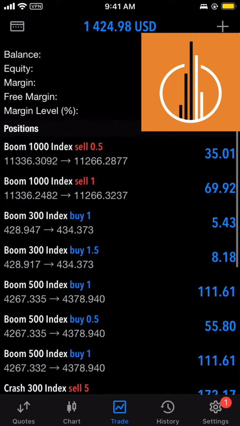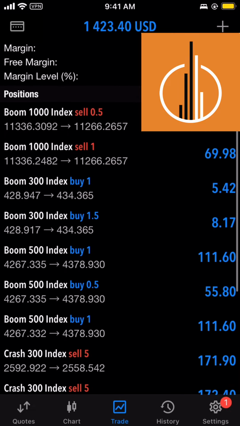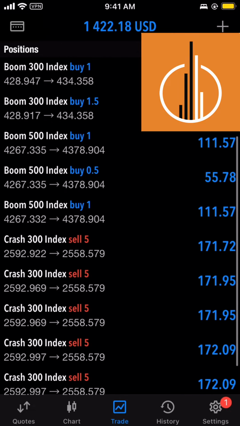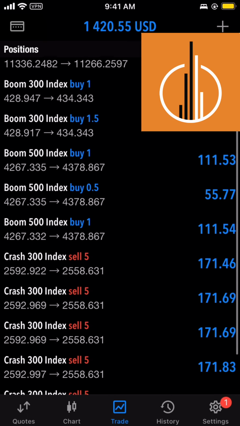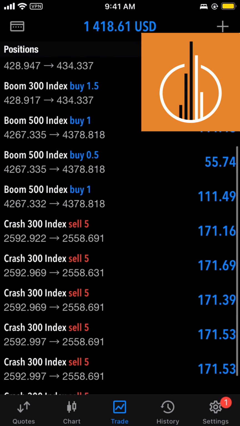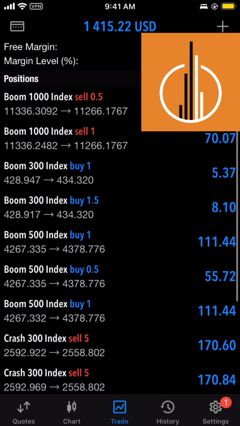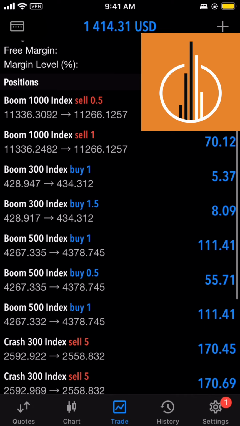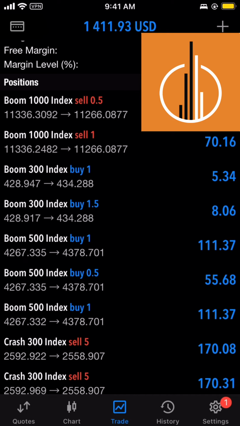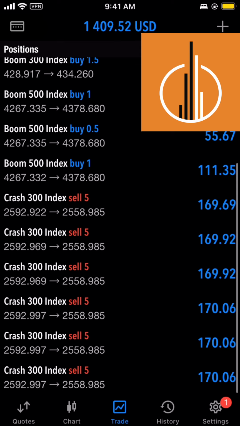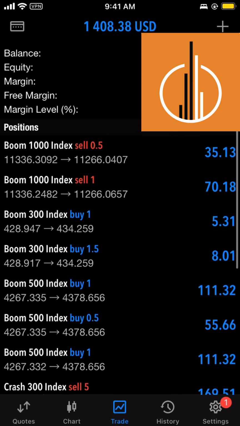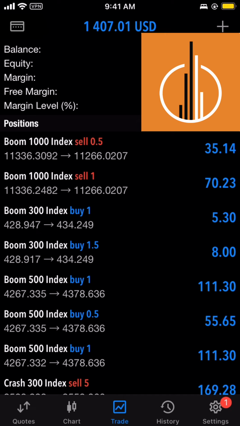If you can see here, currently I'm trading Boom 1000, Boom 300, Boom 500, and lastly Crash 300. As you can see, the lot sizes are different. It varies from 5 to 1, and the lowest one is 0.5. Those lot sizes are according to my confidence level in the market. If I am very confident about the market, I use a bigger lot size like 5, and if I am less confident about the market, I use a lot size like 0.5.